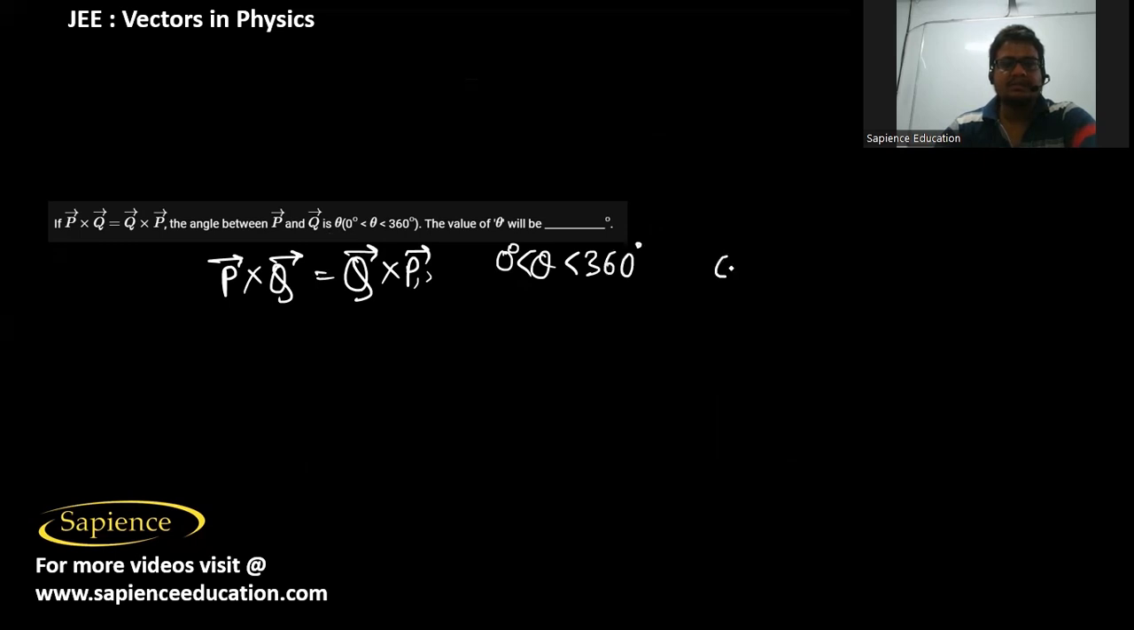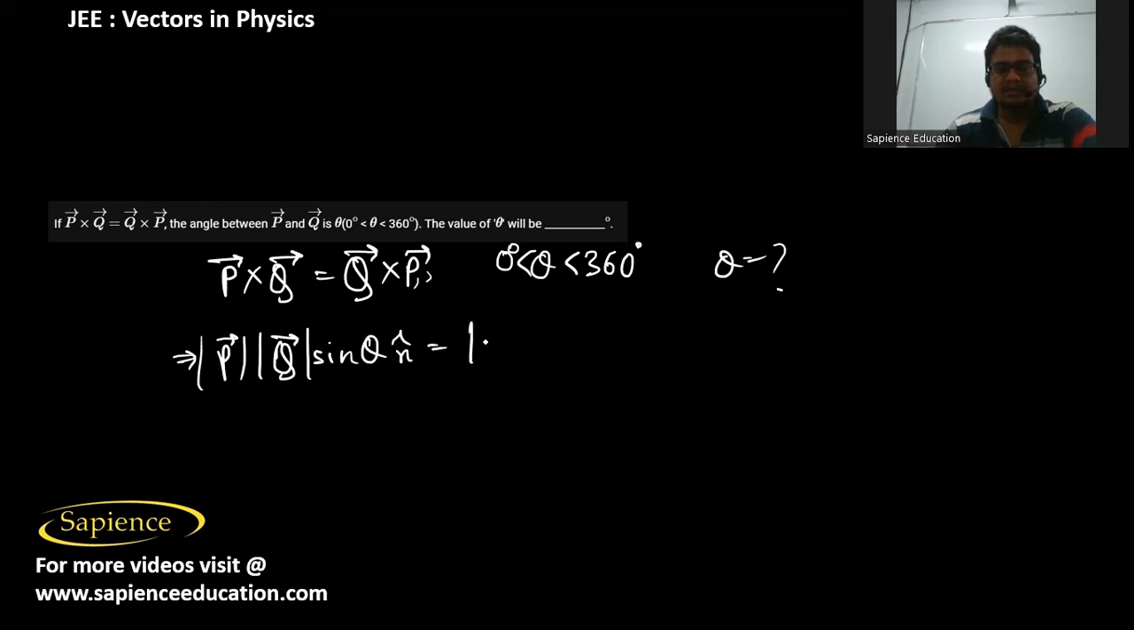Then here it is told that if P cross Q vector is equal to Q cross P vector, and the angle between them is theta, where theta is more than 0 degrees but less than 360 degrees, then what is the value of theta? P cross Q is given as magnitude of P into magnitude of Q into sine theta n cap, and Q cross P will be magnitude of Q into magnitude of P into sine theta into minus n cap.